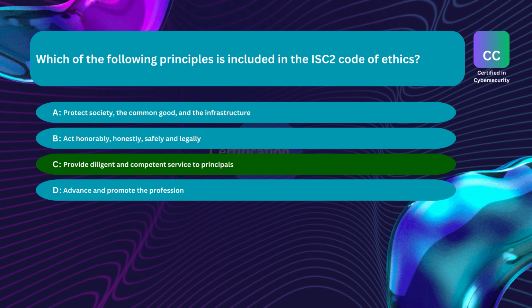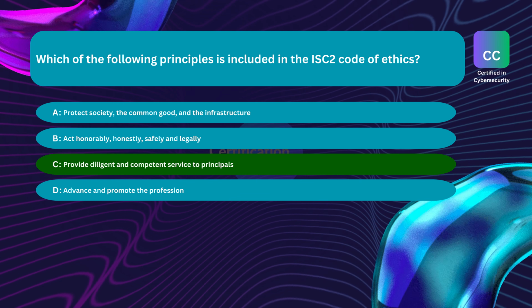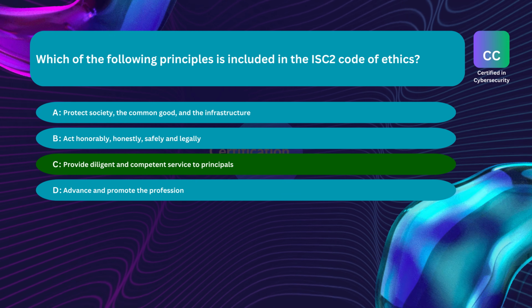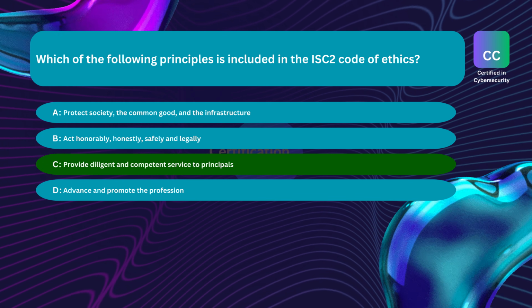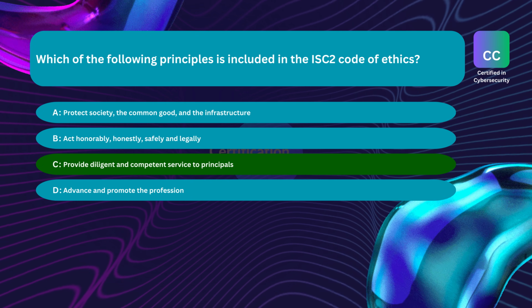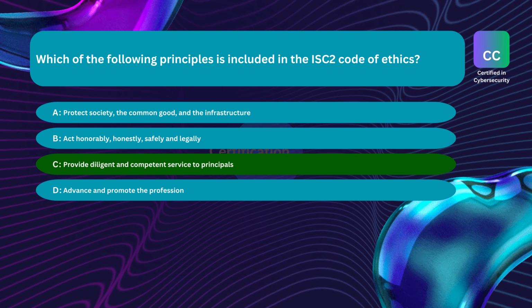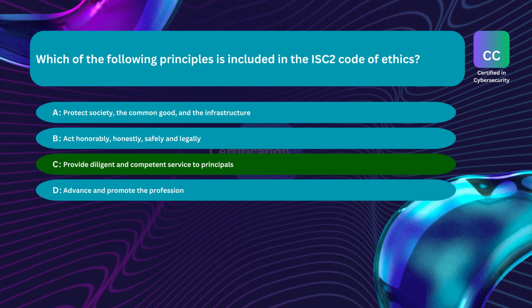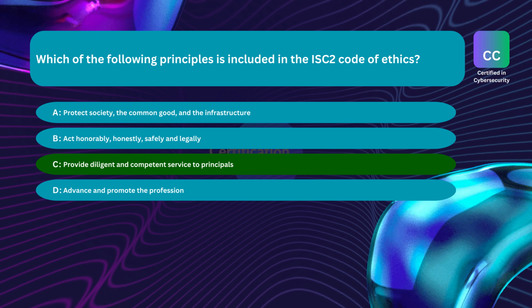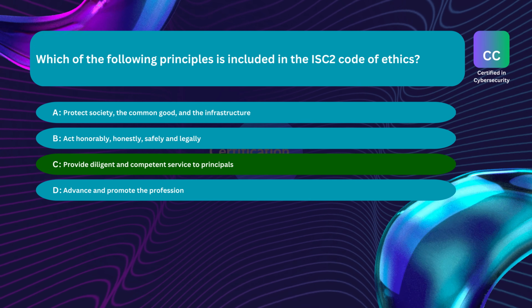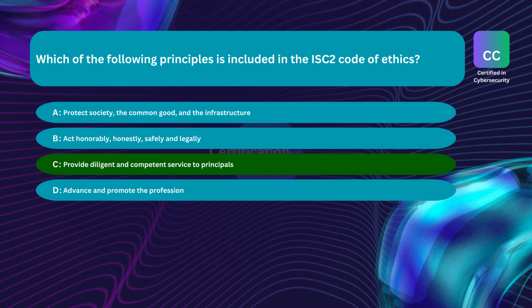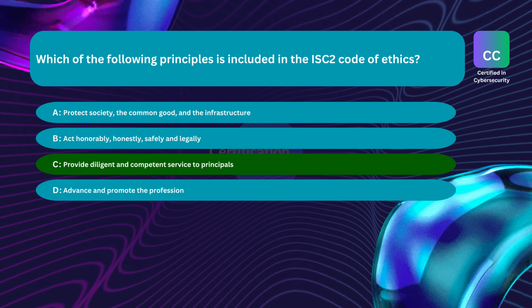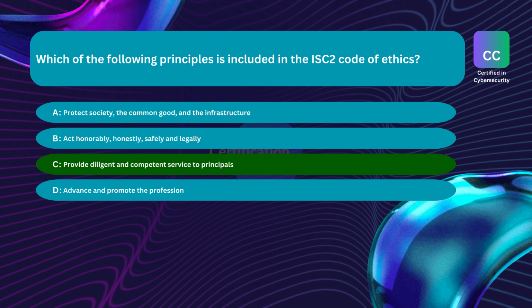The correct answer is option C, provide diligent and competent service to principals. Only provide diligent and competent service to principals contains the accurate text of the ISC2 Code of Ethics. Although a security professional should discourage unsafe practices, no direct reference to acting safely exists in the canons. Aside from society, the common good and infrastructure, security professionals are expected to protect public trust and confidence. Finally, they are expected to protect the profession, and not just advance and promote it.